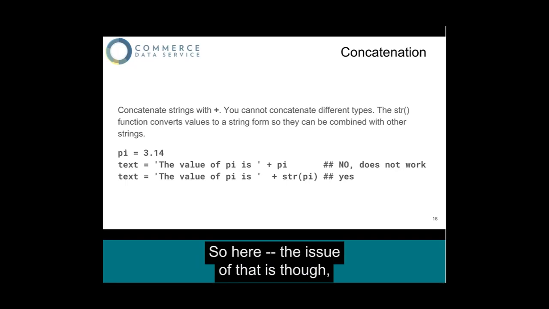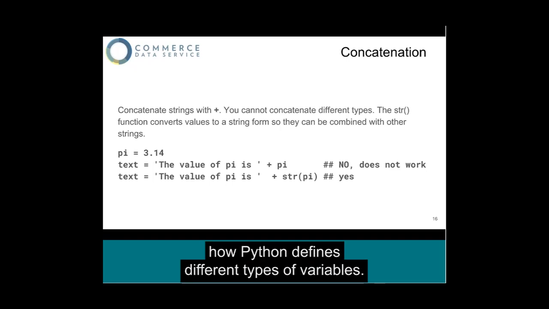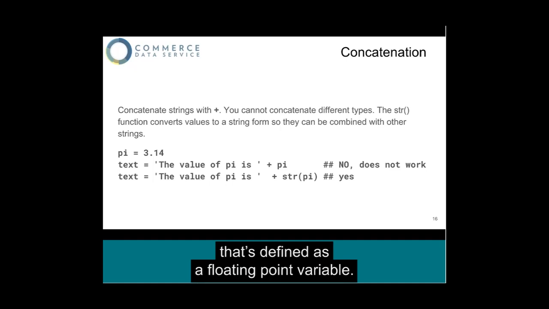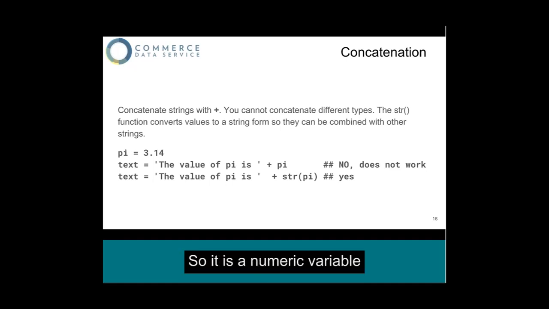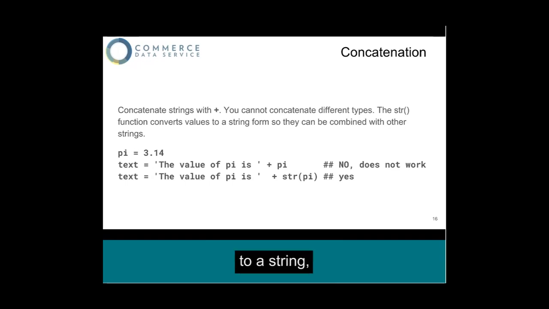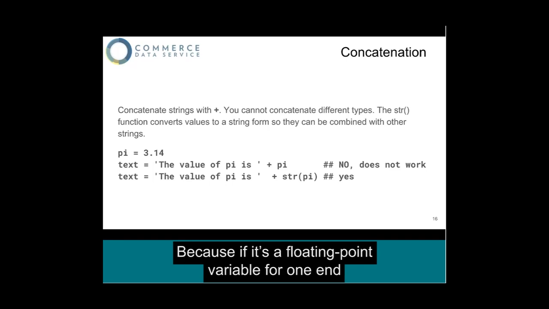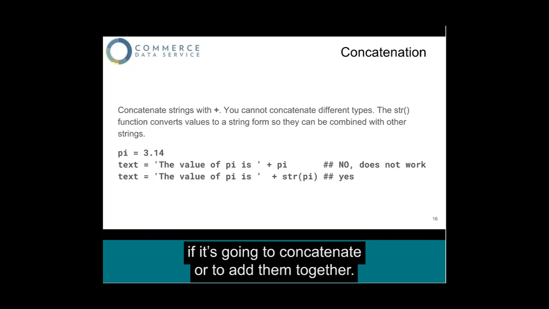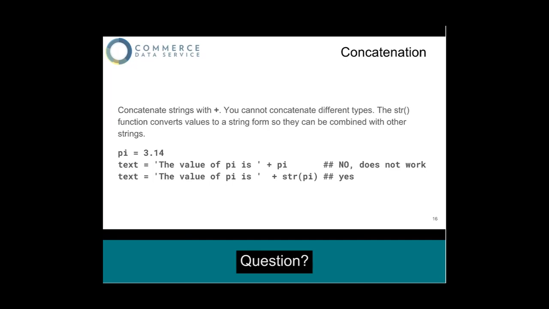the issue is, though, in Python, you have to be aware of how Python defines different types of variables. So if we define pi as 3.14, that is defined as a floating point variable. So it is a numeric variable. And if we try to add that to a string, Python will throw an error, because it doesn't know what you're saying. If it's a floating point variable on one end and a string on the other, it doesn't know whether to concatenate or to add them together. Question?